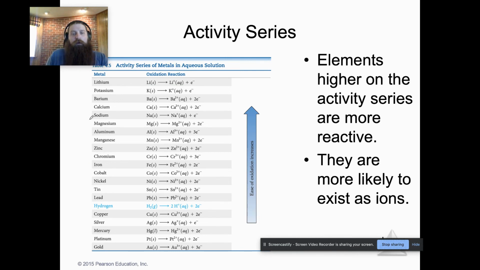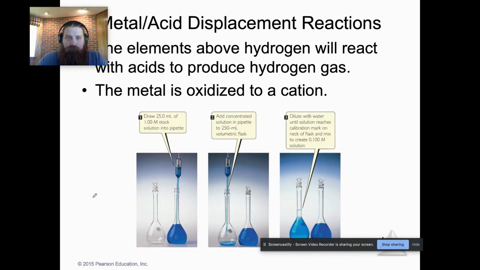On the other hand, if I said, look, I've got some sodium that's pretty stable, it's just regular old Na, and I've got some, we'll say zinc, which is +1. Are they going to react? Well, yeah, probably, right? Because sodium is more likely to be the ion because it's higher up on the activity series. So that's something that this is useful for.